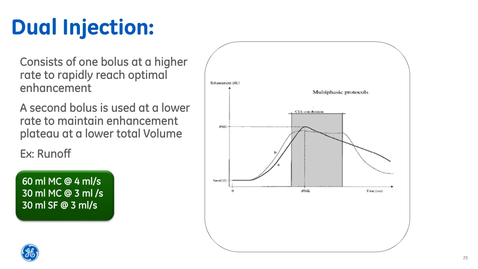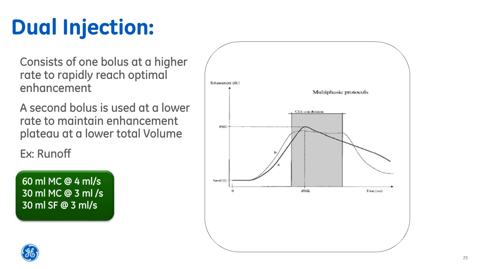So we have a dual injection, which is one bolus at a higher rate to rapidly reach the optimal enhancement, but then that's followed by a second bolus of contrast, but at a lower rate, and what that does is then maintain the enhancement.